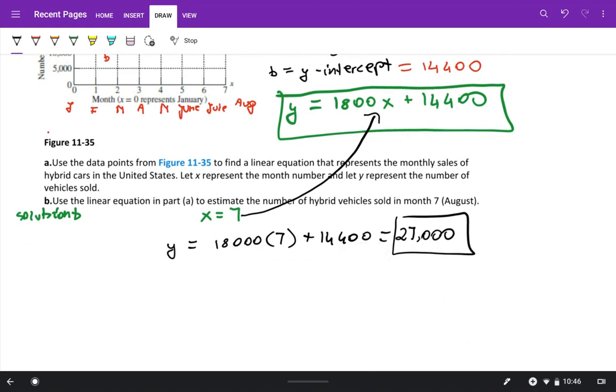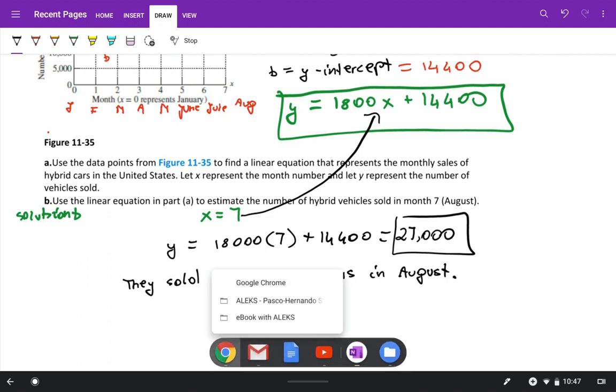Okay, so they sold 27,000 cars in August. Okay, so that was this problem. And I have one more problem for you guys. So just give me a second to copy this problem.